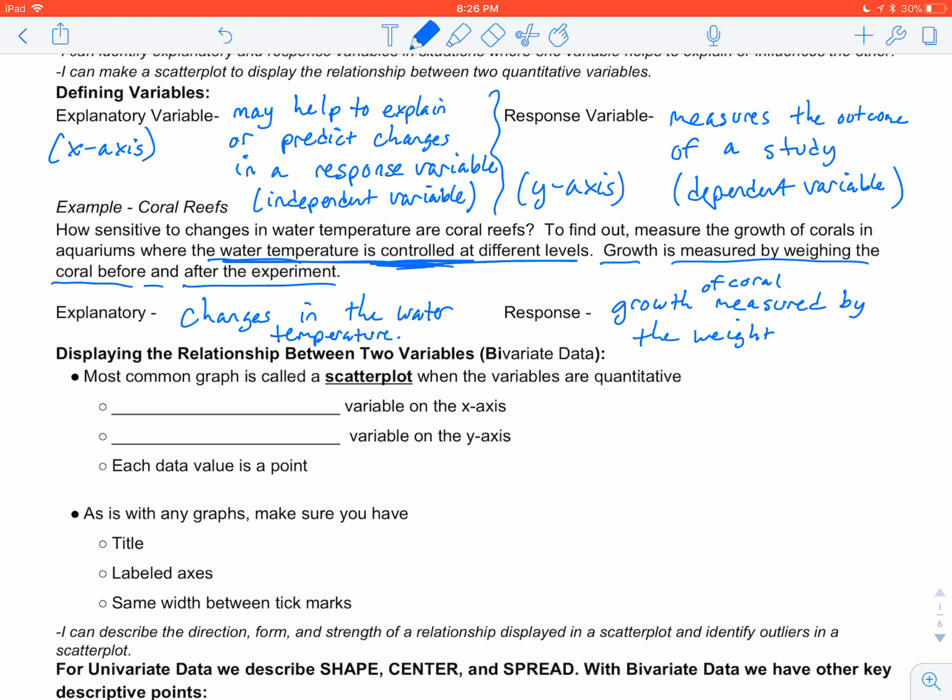So you think about the scientific method where you make a hypothesis, or ask a question. You might say, do changes in water temperature affect growth measurements of coral reefs? And that first part, the hypothesis of the question, that's the explanatory part. If I change this, if I make changes or control this first thing, changes in temperature, does the second thing, growth of the coral, actually have a relationship there?